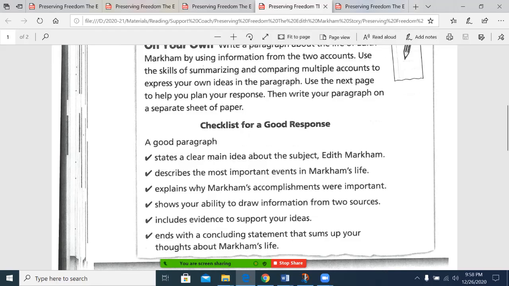A good paragraph, remember, states a clear main idea about the subject, Edith Markham. That same thing applies in a spoken word. It describes the most important events in Markham's life. Explains why Markham's accomplishments were important. Shows your ability to draw information from two sources. Includes evidence to support your ideas. And ends with a concluding statement that sums up your thoughts about Markham's life.